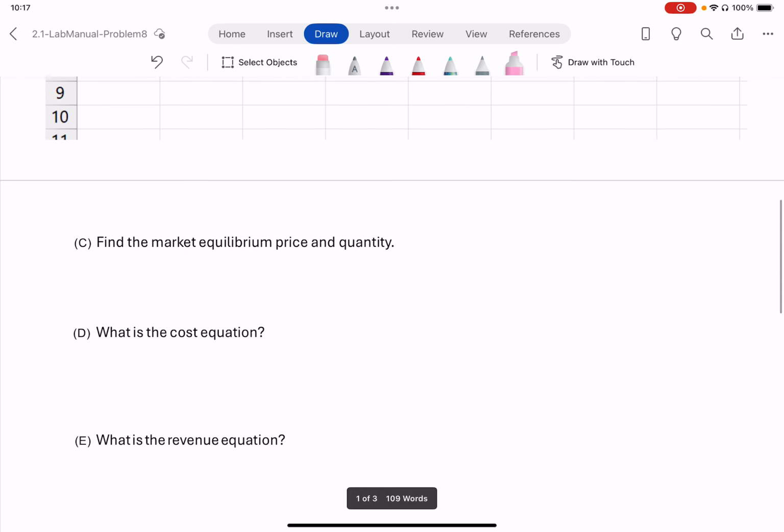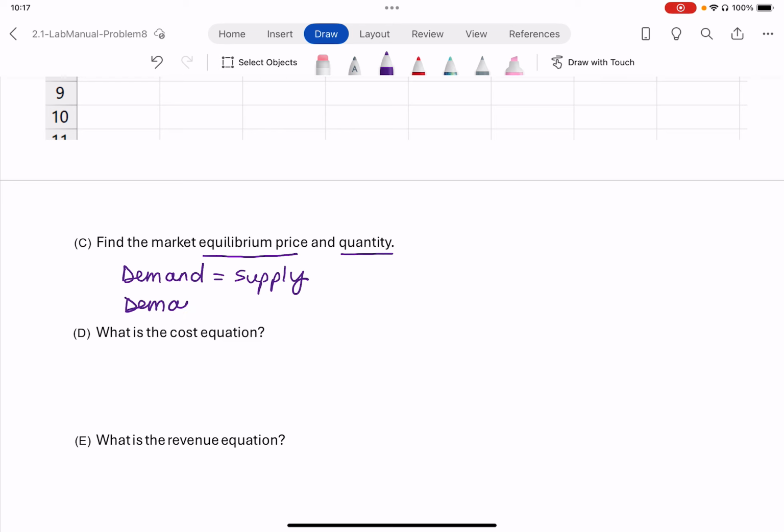All right, and it says, what is the market equilibrium price and quantity? So what you're going to do there is find when demand equals supply, right? So demand equals supply, and that's also when demand minus supply equals 0.